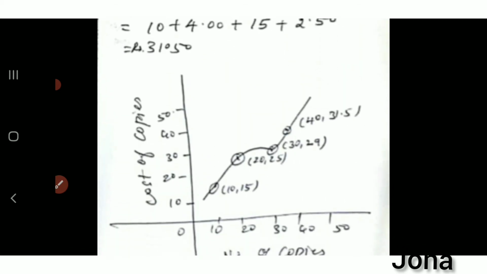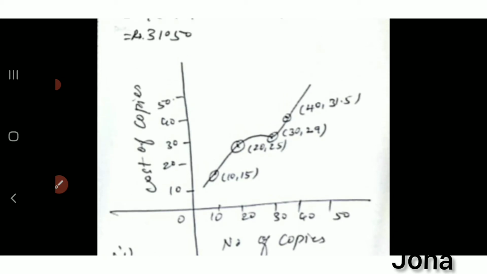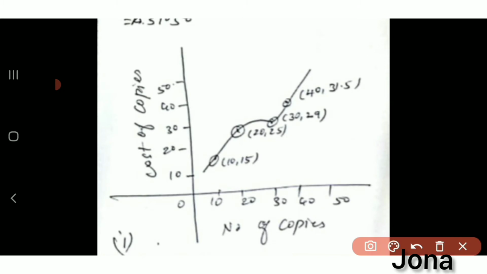So, we can show this in the graph now. For X, for 10 copies we have 15 rupees. So, 10 comma 15, this is the point given here. And then for 20 copies, here 20 comma 25 rupees. And then for 30 copies, 30 comma 29. And then for 40 copies, 31.5. So 40 comma 31.5. This is the graph showing the cost of the copies.